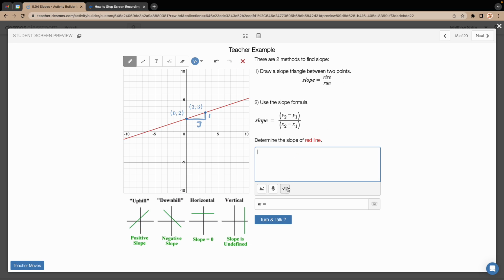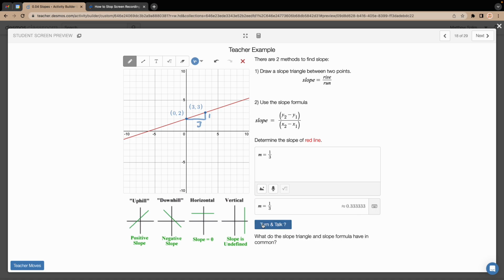So my m equals the rise. How far up did I go? I went up 1. I went over 3. So my slope is 1/3. Boom. And then looking at the slope formula, we could use those two points and plug them in. I just did that, so we really don't need to.